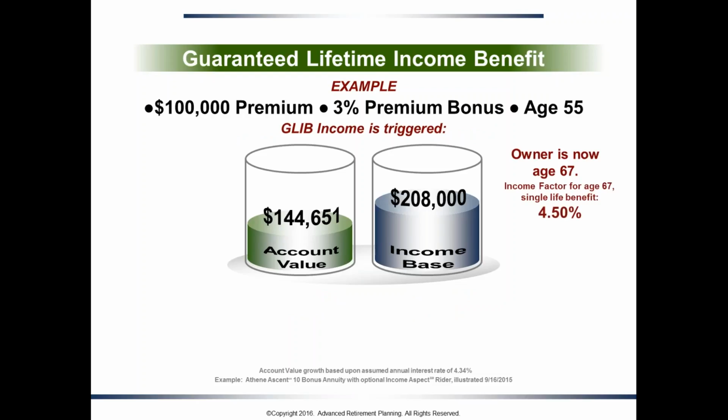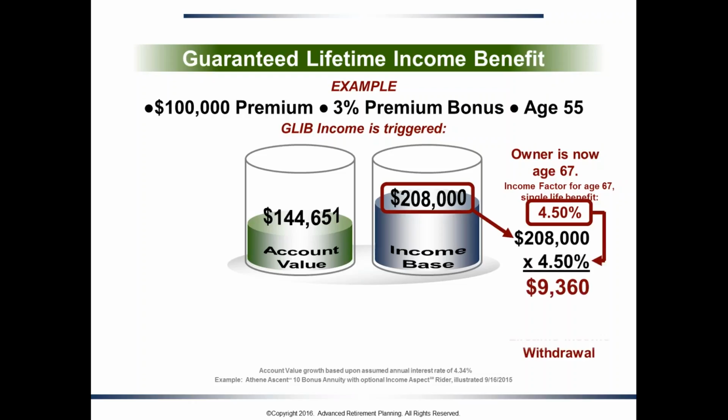Our owner is 67. Let's assume that the income factor for age 67, single life, for determining what his annual income is going to be, is very simple. We take that $208,000 value of income base and multiply it by that factor. In this case, 208,000 times 4.5% equals $9,360. That is now going to be the guaranteed lifetime annual income for this particular person, $9,360. You guys with me so far?